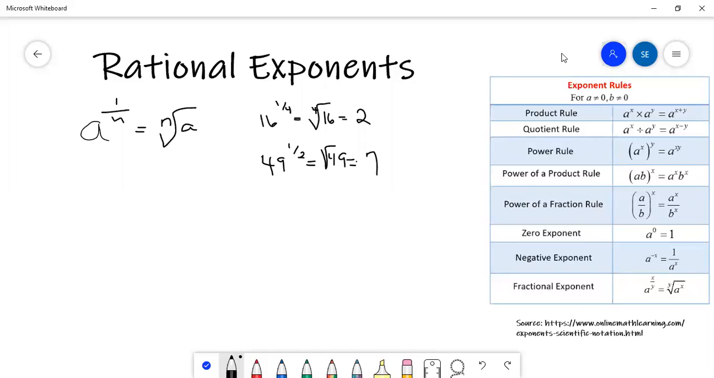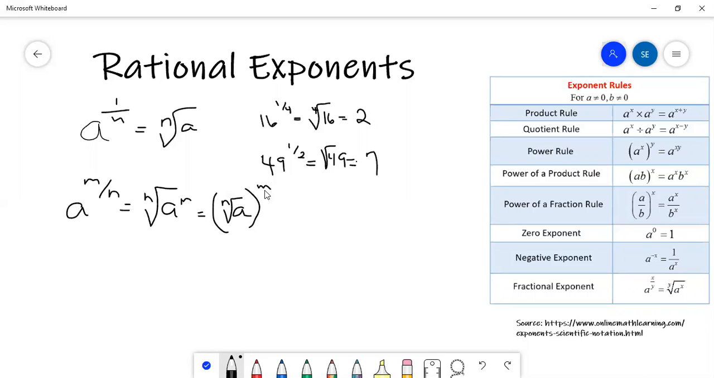When we have a 1 there, we can also have a to the m divided by n. What this means is the nth root of a to the m, or we can write this as the nth root of a and then raise this to the power of m. It's oftentimes easier to calculate the root first and then raise it to the power, if you're doing the calculations without a calculator. So what do we mean by this?